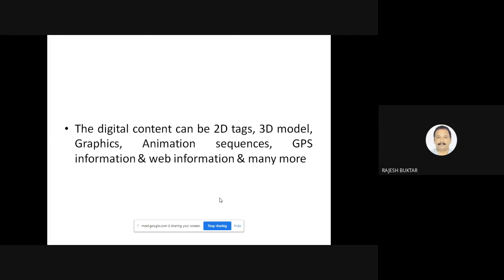Digital content can be 2D tags, 3D models, graphics, animation, sequences, GPS information and web information, and many more that researchers can think of. That is, the sky is the limit.